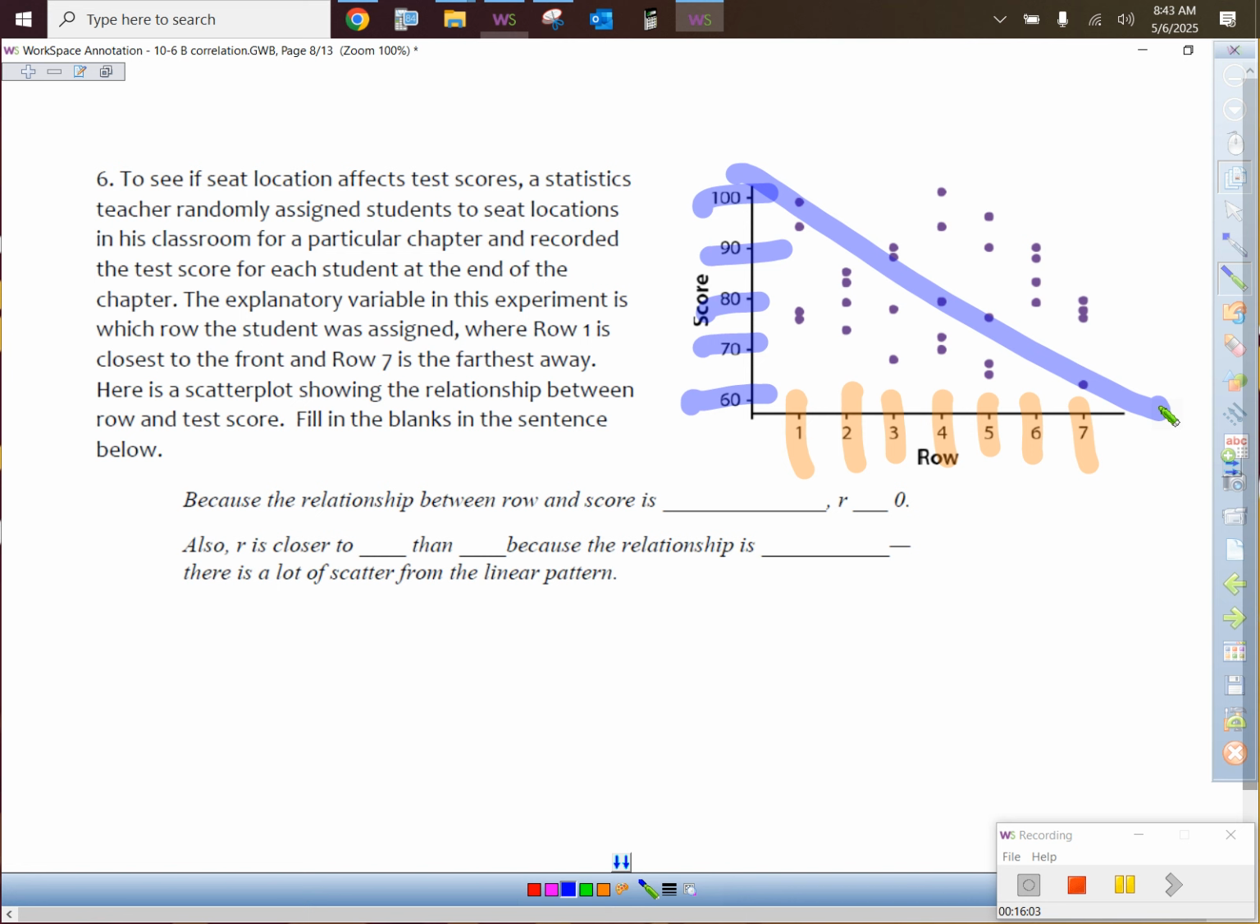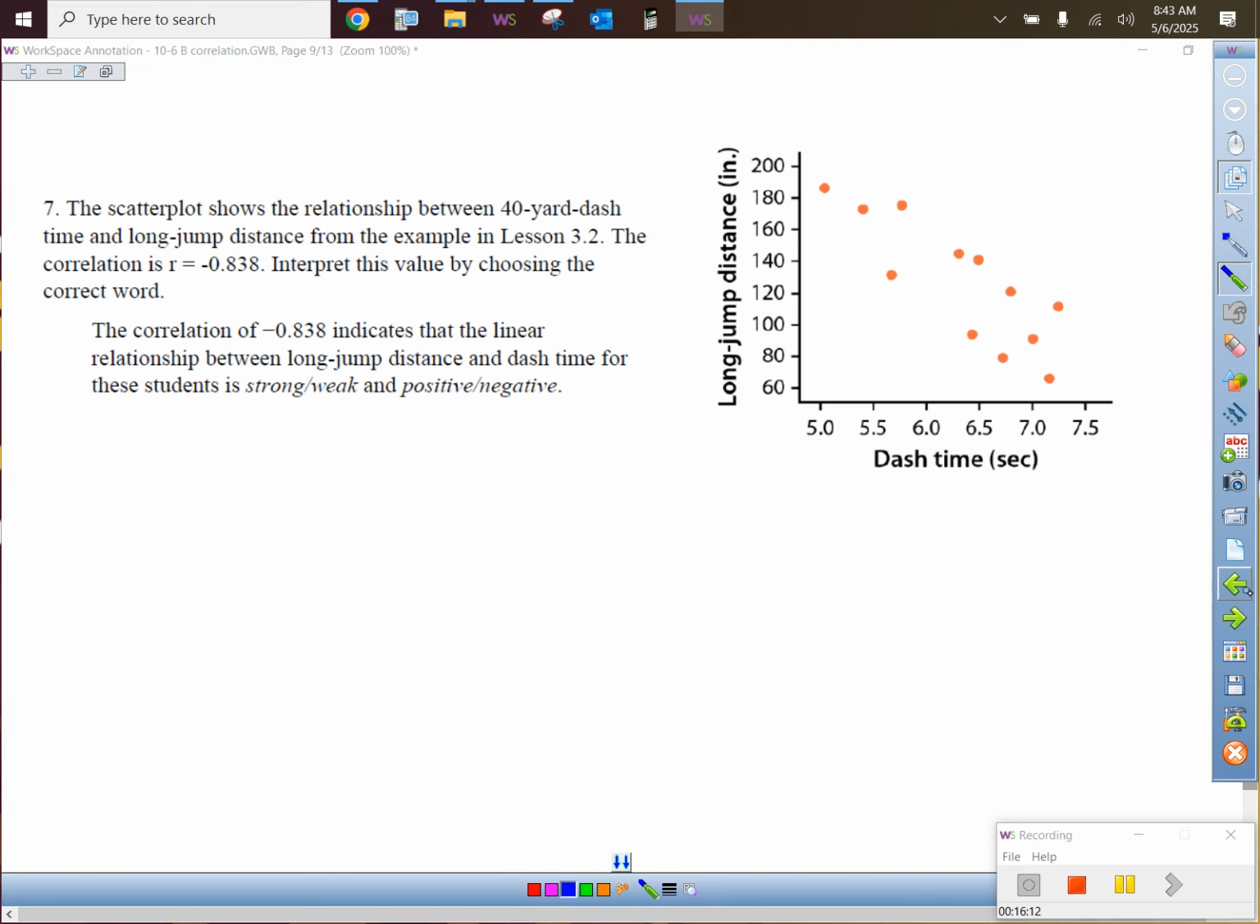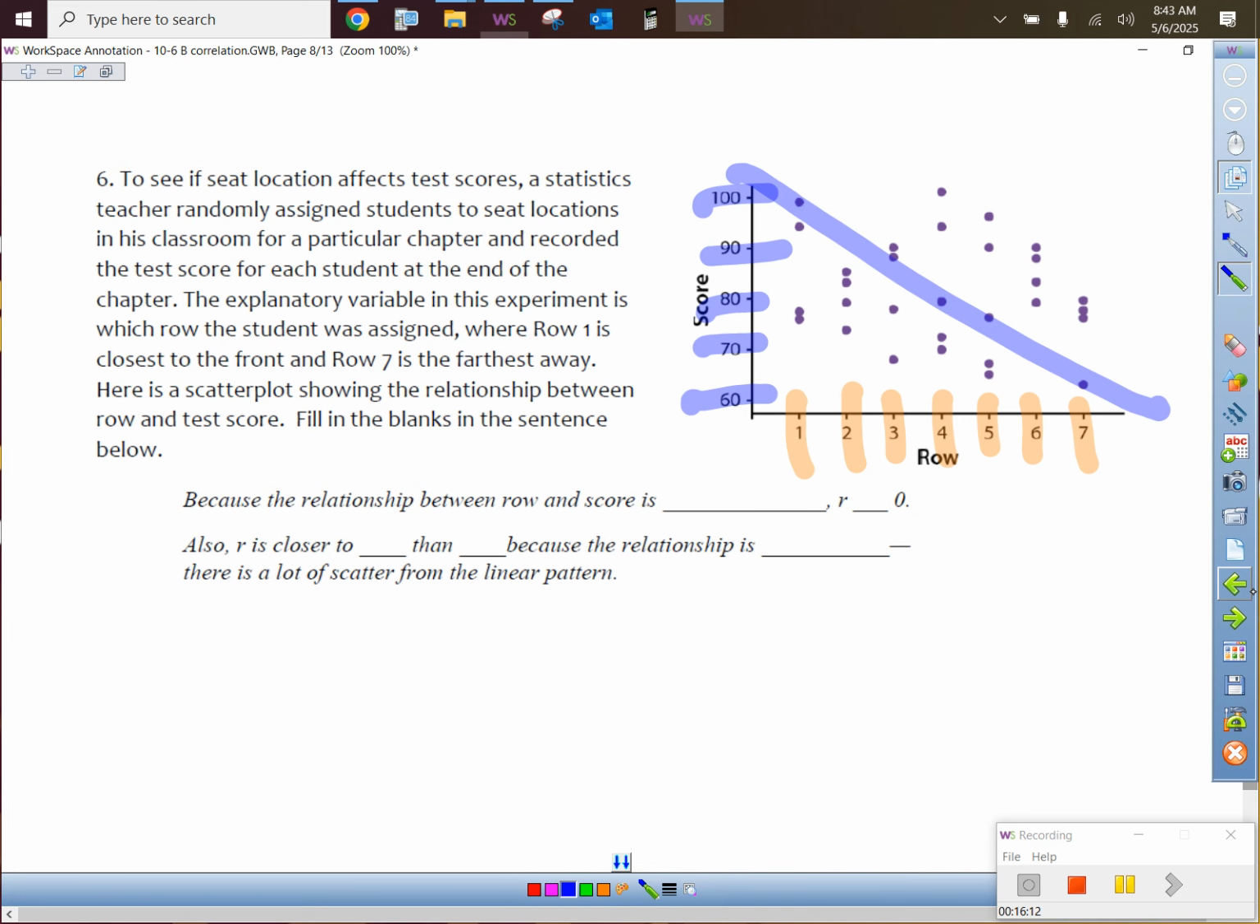So because the relationship between raw score and this, sorry, I didn't have that filled out, is negative, use a pen, negative, then could you fill in that blank right there? R is what than 0? Either put a greater than or a less than. What would you put on that bad boy? R is less than 0. Also, R is closer to what number than what number? We're putting zeros and ones in there. R is going to be closer to 0 than 1 because the relationship is strong, moderate, or weak? Weak, right? This is weak.